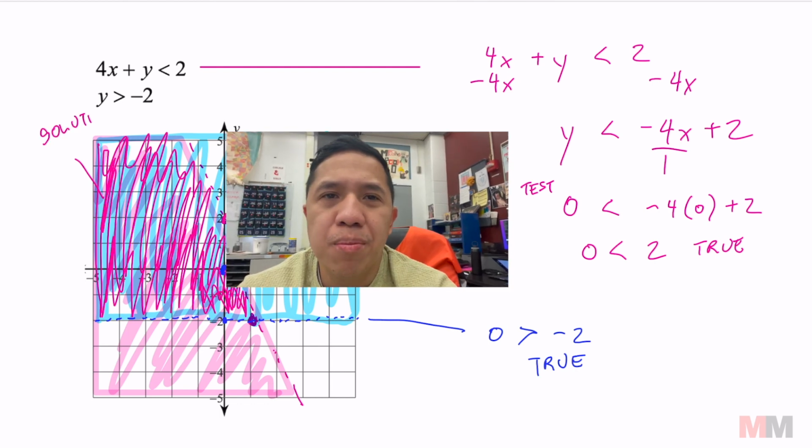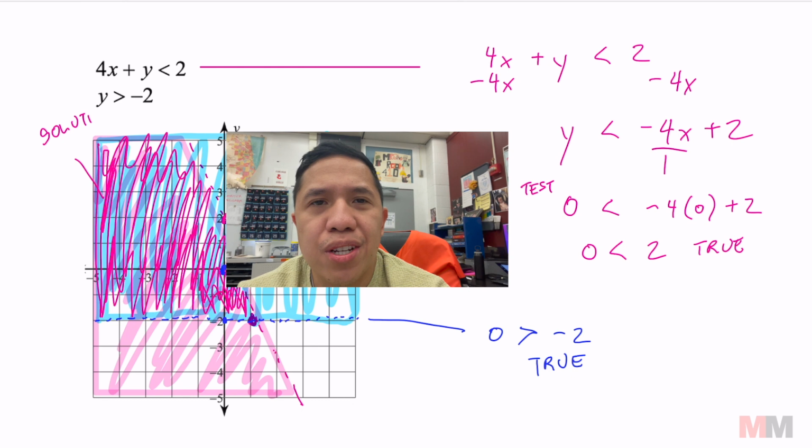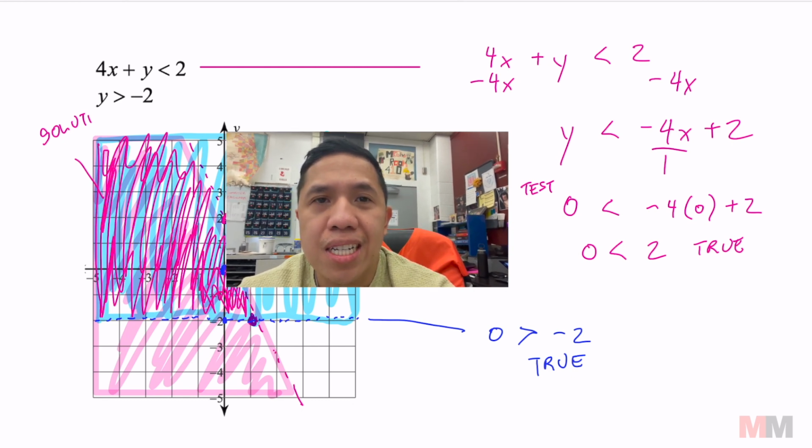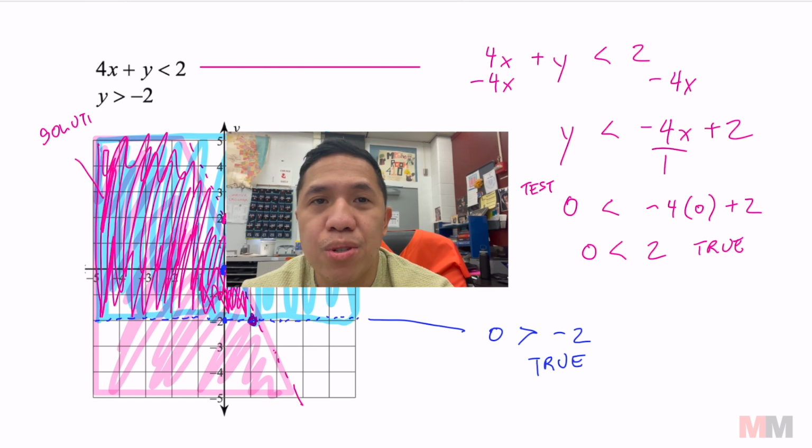Hope that lesson helped. Sometimes there is a scenario where they won't have an area that they have in common, and in that case you just put no solution.